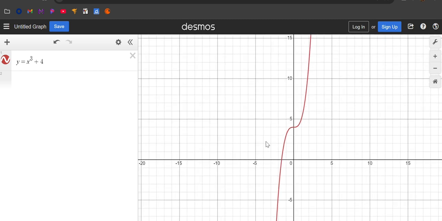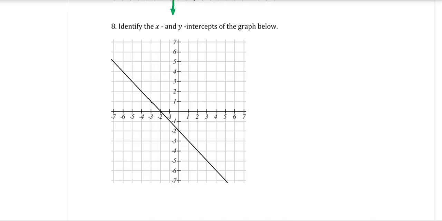It is still symmetric with regard to the y-axis because we haven't moved left or right at all, but we'll talk a bit more about that when we talk about transformations of functions. So here we have a different question. We have a question about a property of the graph, the x and y intercepts.